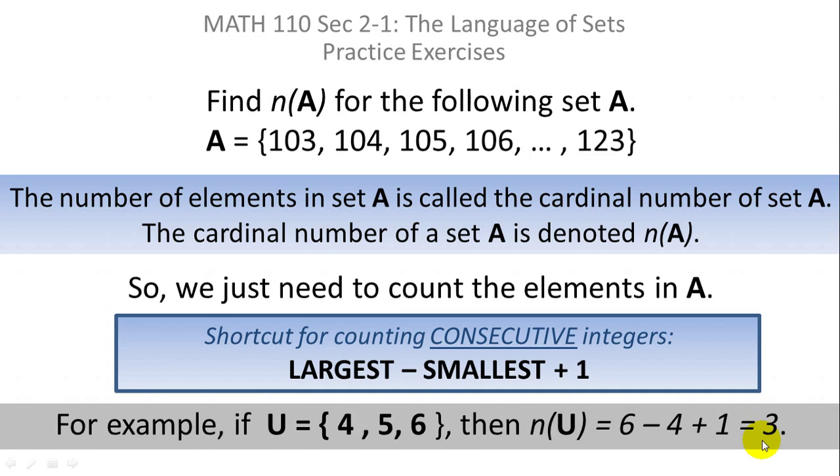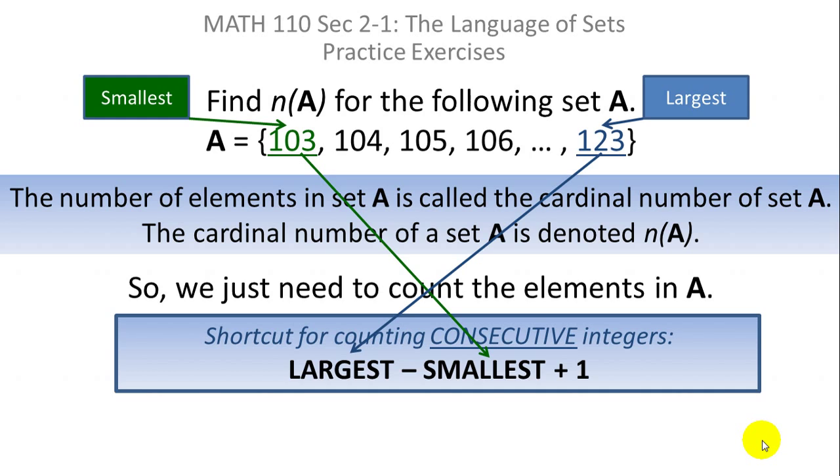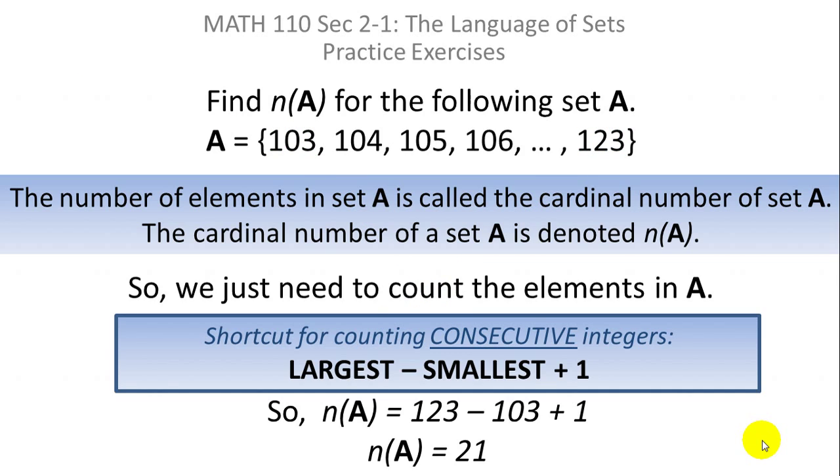So going back to the problem we're actually working, 123 is the largest, 103 is the smallest. If you put those in, subtract and add 1, 123 minus 103 is 20, 20 plus 1 is 21. So the number of elements, or the cardinal number of that set, if you want to be formal, is 21.